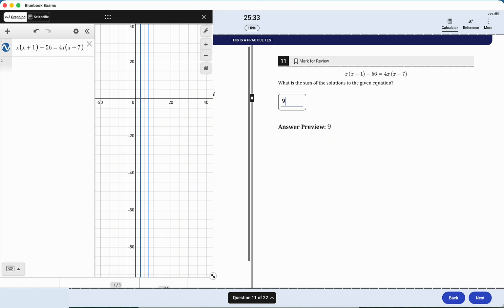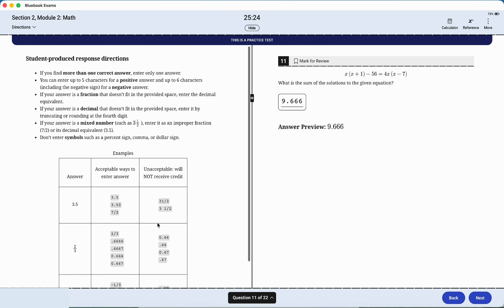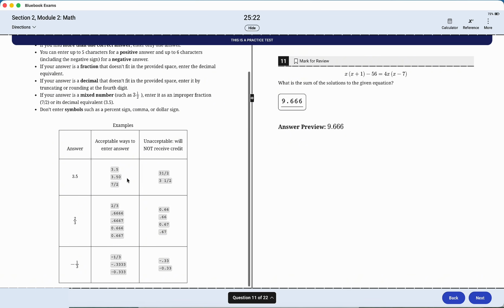So you don't want to round these. Just enter as many digits as you can and that'll be acceptable. The test tells you, by the way, if you're ever not sure how to enter something, on every fill-in question, they'll tell you over here, explaining how to answer it and how not to answer it.